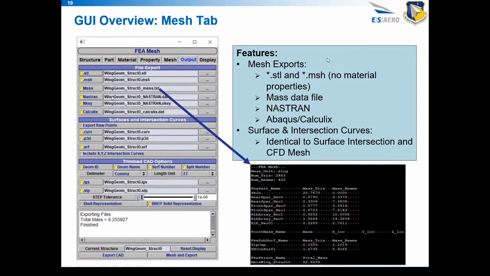We then have the Nastran and the associated nkey file, which allows the nodes and elements to be tagged and identified. Then we have the Calculix or Abaqus file format.